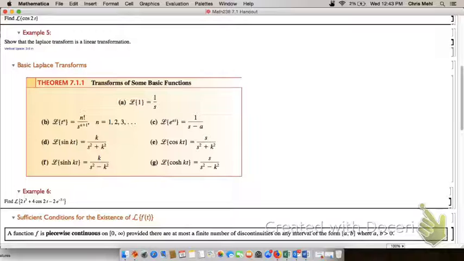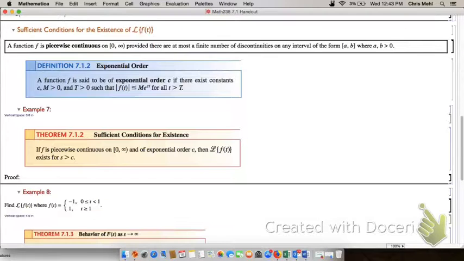And in example 5, we showed that the Laplace transform was a linear transformation. And then example 6, what we did is we went ahead and applied the linearity and our transforms of basic functions. On the homework, you'll have some problems where you do Laplace transforms by definition. Other problems where you will use theorem 7.11 together with the fact that the Laplace transform is a linear transformation. Okay. And then I left off in class talking about what a piecewise continuous function was.